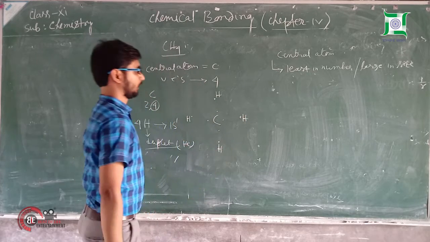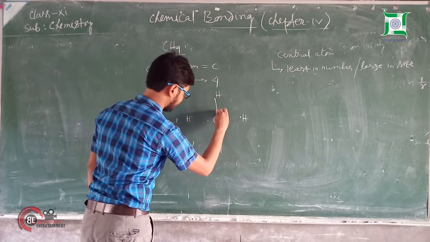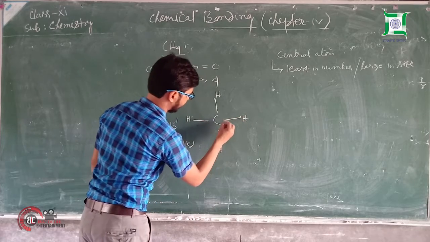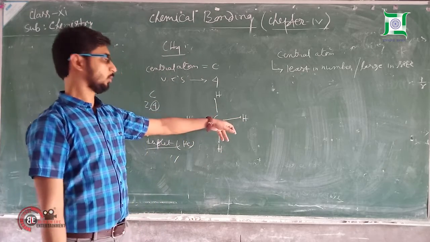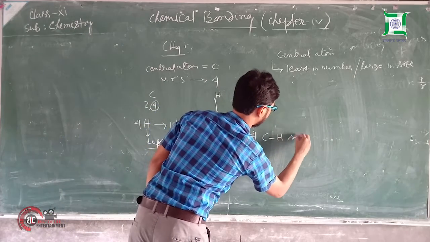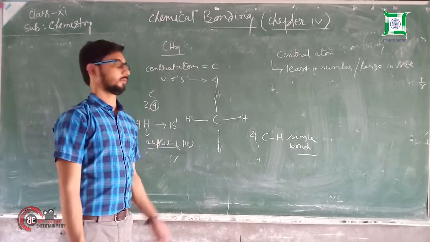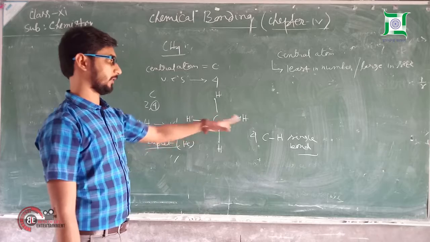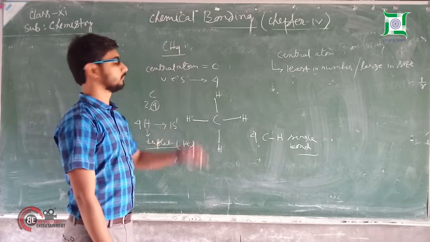अब क्या हुआ? There occurs a bond. This is 1, 2, 3 and 4. So there will be total 4 carbon hydrogen single bonds. In CH4 there are total 4 carbon hydrogen single bonds. So this is the Lewis dot structure of methane.